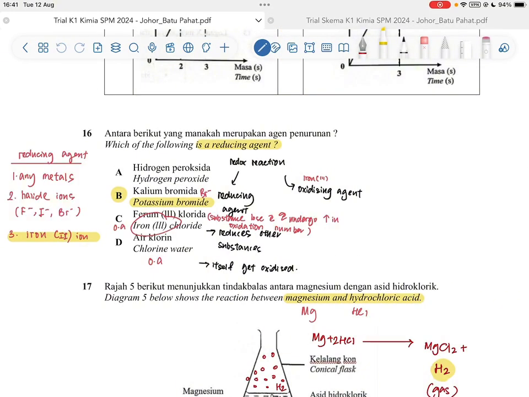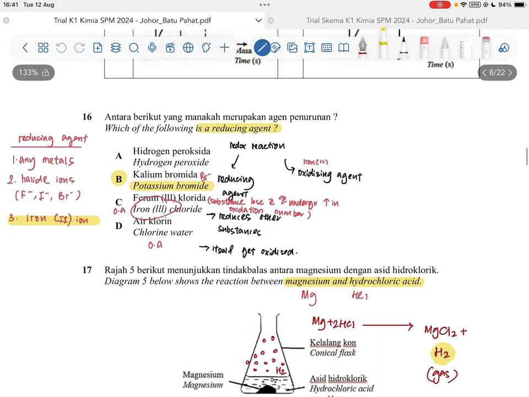So let's look at question 16. Which of the following is a reducing agent? This is related to redox reactions. In a redox reaction, there will be a reducing agent and an oxidizing agent, but in this question we need to focus on the reducing agent. A reducing agent can be defined as a substance that loses electrons and undergoes an increase in oxidation number. It reduces other substances in the redox reaction, but itself undergoes oxidation.